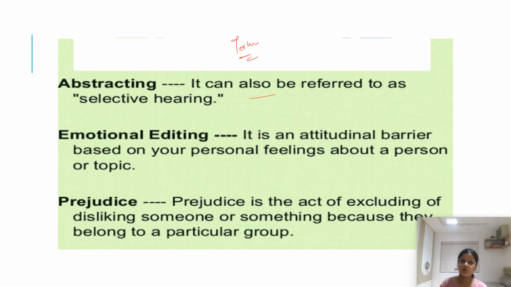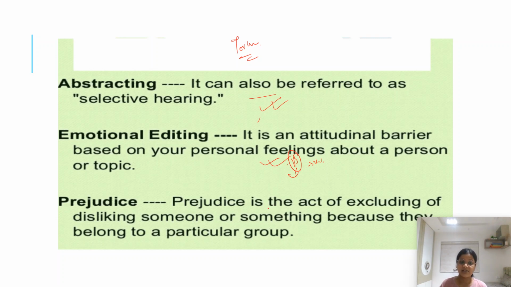Abstracting. It is also referred to as selective hearing, which means you only listen to what you want to listen to, and you just ignore the other parts. That is selective hearing. Emotional editing. It is an attitudinal period based on your personal feelings about a person or a topic. Suppose a person is saying someone is very bad, very bad, but you have a positive experience with that person, so you have a very personal feeling about that person, so you interpret him in that way. So it is based on your personal feelings about a person or a topic. Am I correct? So that is emotional editing.